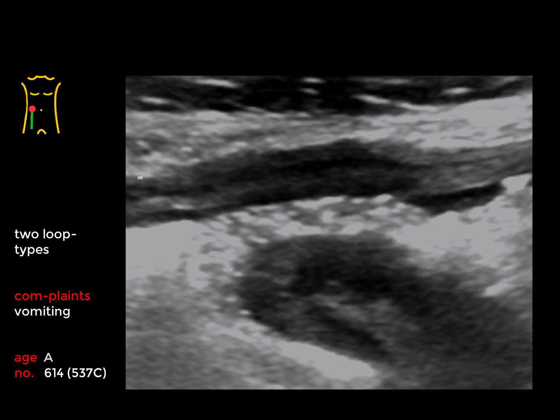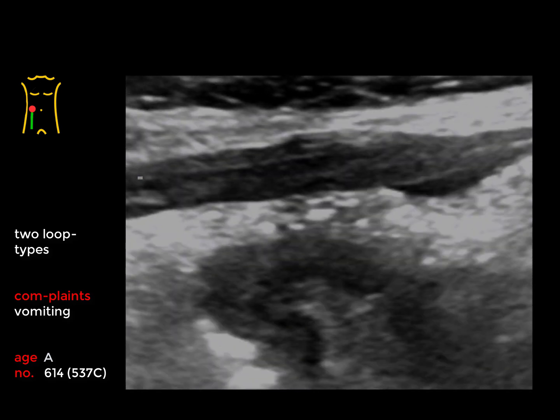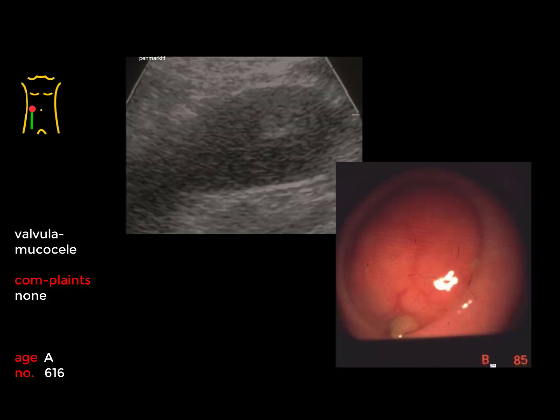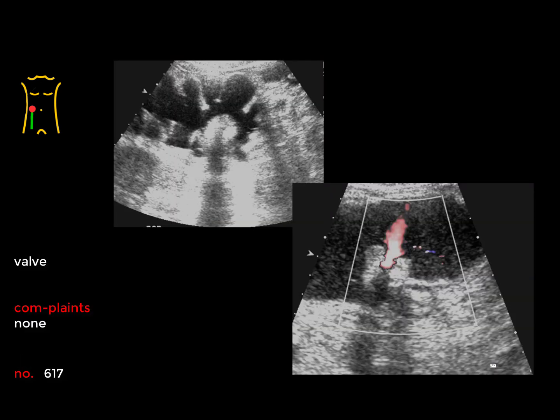Different methods give different results, like endoscopy and X-ray. 615. This tumor near the valvula should not be punctured, as a mucocele it has the risk of spreading in the sense of a pseudomyxoma peritonei, and we end up with a normally functioning valvula.